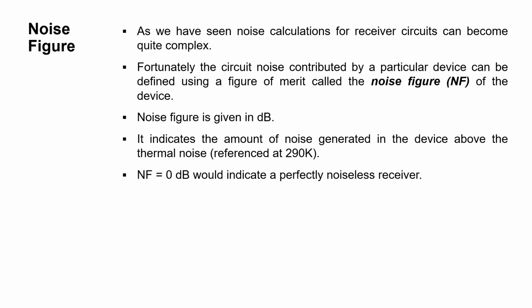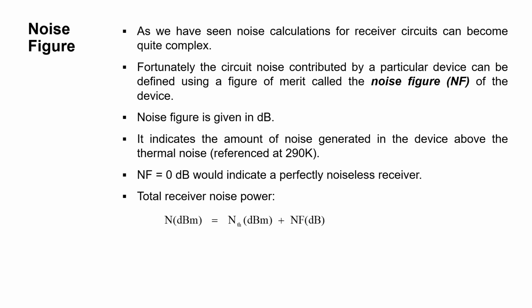And the general thermal noise definition is done at room temperature or 290 Kelvin. So NF equal to 0 would indicate a perfectly noiseless receiver. So it means that the only noise that is generated by the device is actually thermal noise at room temperature. So the noise figure is 0 dB.